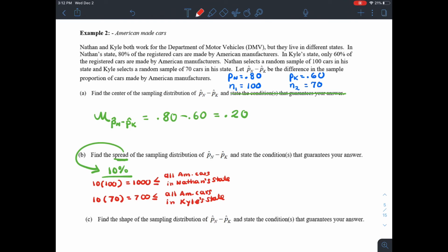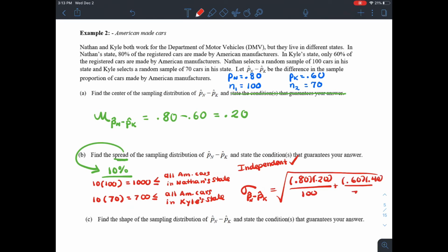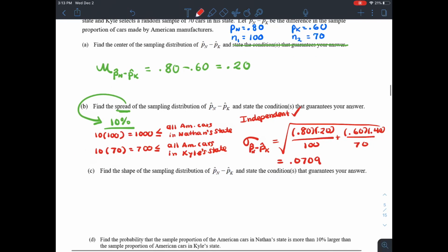Okay, so that feels reasonable, that there's definitely more than 1,000 cars or more than 700 cars in each of their states. So that means we can check off that the independence condition is definitely met. Okay, so we can move forward with doing our calculation for the standard deviation for the difference in these sample proportions. Okay, so we're doing probability of a success times probability of a failure divided by sample size, plus the same thing for the other population. Okay, there is our standard deviation.